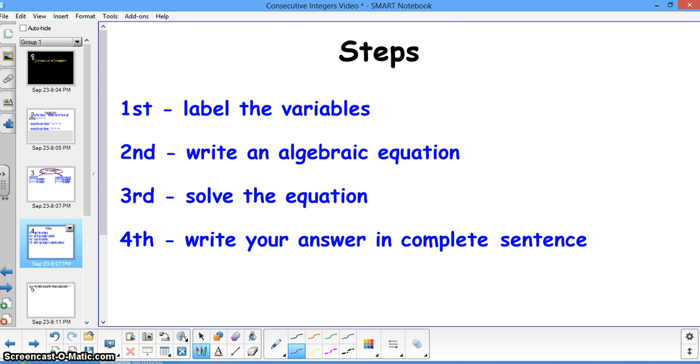Here are some key steps you want to take a look at. First, you're going to label the variables. Some of you can do this in your head and you just want to hurry up and get the math done. However, you really need to write it down and label your variables. The second thing is you need to write an algebraic equation. Keep in mind equations have equal signs. You need to then solve the equation and give your answer in a complete sentence.